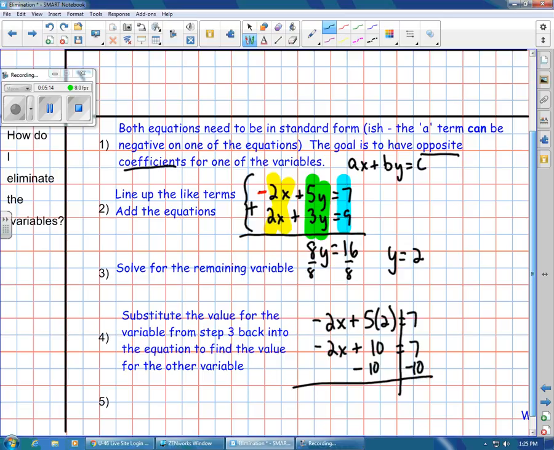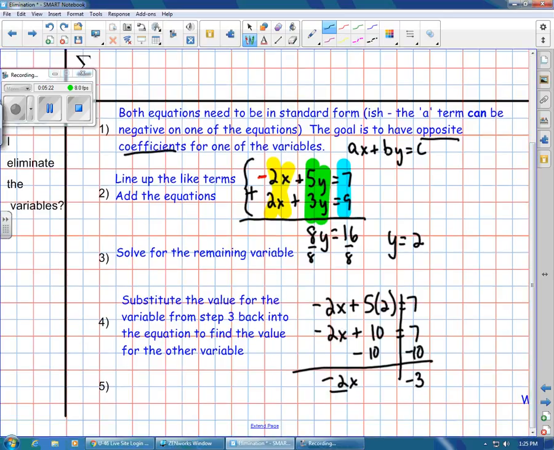So I've got negative 2x, I'm sorry, negative 2x equals negative 3. I'm going to divide by negative 2, divide by negative 2, and x equals, a negative over a negative is going to give me a positive result. So I'll have 3 over 2, or if you do the division you get 1.5, either way. So my x is going to be 3 over 2 or 1.5. They're both the same.